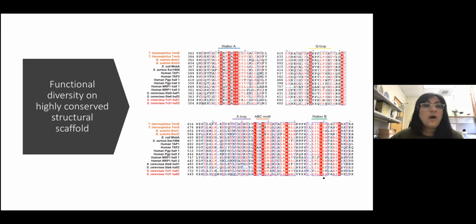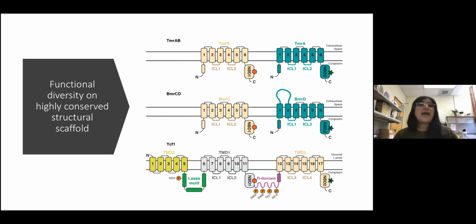And so the diversity really comes from the transmembrane domain and variations on these scaffolds. Here we're looking at a topology of BmrCD and Ycf1, which are proteins that we study, compared to TmrAB, which is an ABC transporter that was one of Tom's main projects at UCSF, and now is probably one of the best structurally characterized ABC transporters. Both TmrAB and BmrCD are from bacteria. Ycf1 is from Saccharomyces cerevisiae.